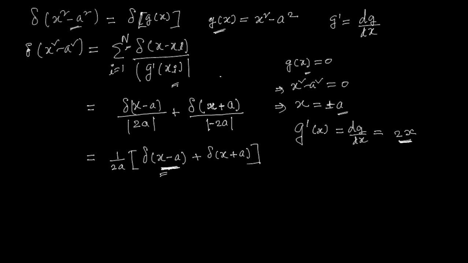That will give you the position of the Dirac delta peak. So in this case, x minus a equals 0. If you put x minus a equals 0, you will get x equals a. And for this term, if you put x plus a equals 0, we will get x equals minus a. So you will get actually two Dirac delta functions, at x equals a and x equals minus a.